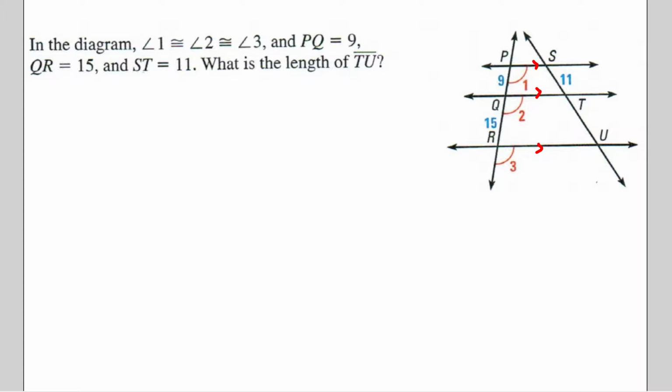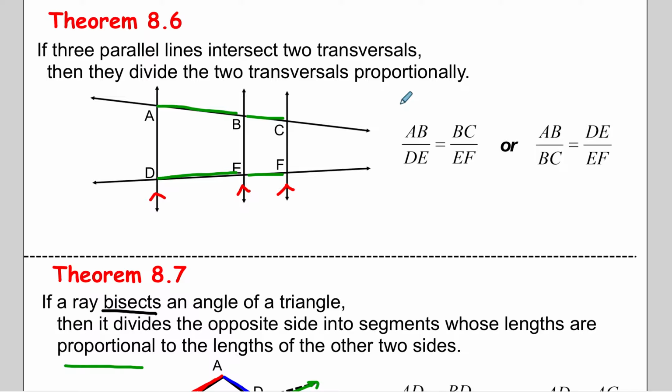And then we need to come back to theorem 8.6. Sorry, that's my phone. And look at what this theorem says. If three parallel lines intersect two transversals, then they divide the two transversals proportionally. So once again, we could set up either of these proportions. I'm going to do the second one just because my brain seems to see this one easier that way. Maybe you'll agree, maybe you'll disagree.